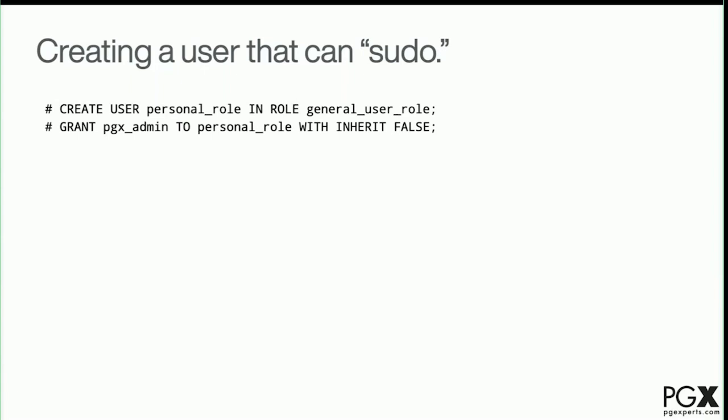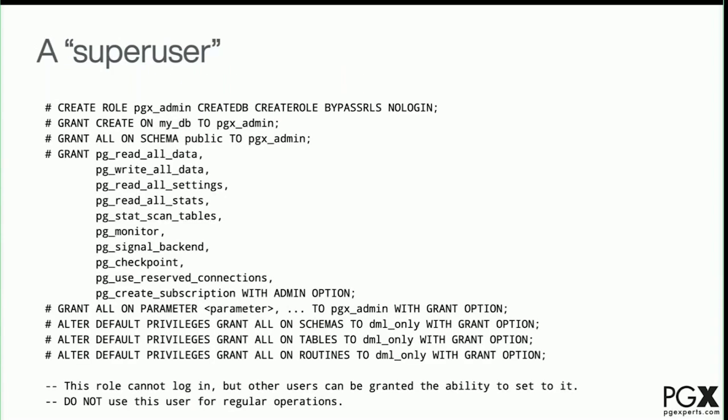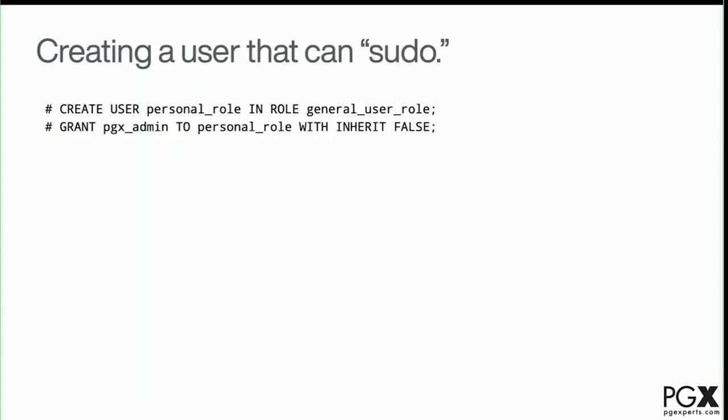Now, there's one interesting thing about this. You notice this role can't log in. So you can't actually log into the database as PGadmin or PGX admin, because the idea is users with a personal role will log in as that role and then SU to the SU, and then use set role, kind of like sudo, to adopt that PGX admin role to just do PGX admin things. So that by default, the personal role doesn't have all of those privileges. It just has whatever privileges a typical user has.